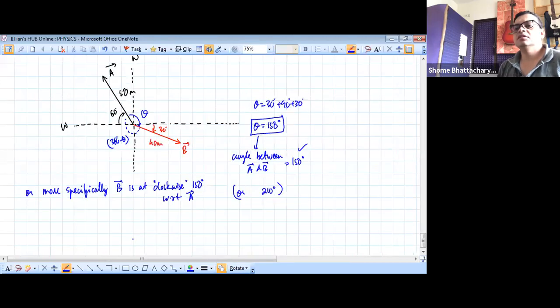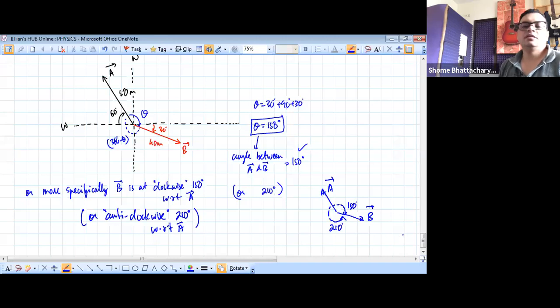And that is the same as anti-clockwise 210 degrees with respect to A, because from A's direction, if I go clockwise by 150 degrees, I reach B's direction. Or if I go anti-clockwise by 210 degrees, I reach B's direction. But usually we don't express in so much detail. We just express like this. This is more than enough.